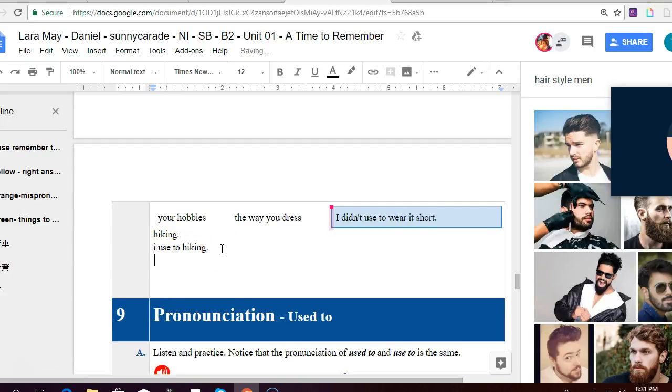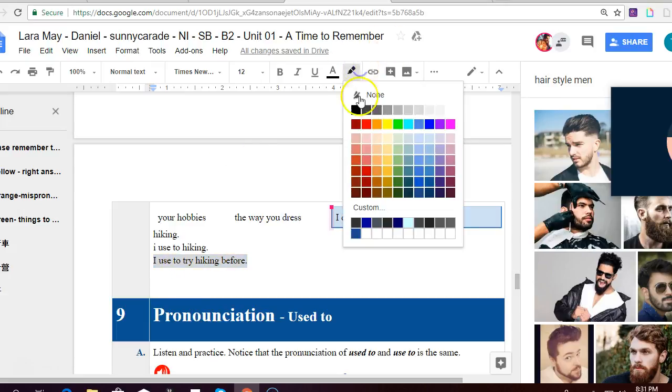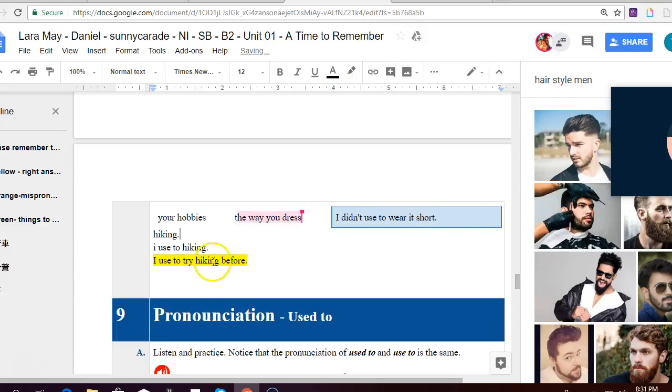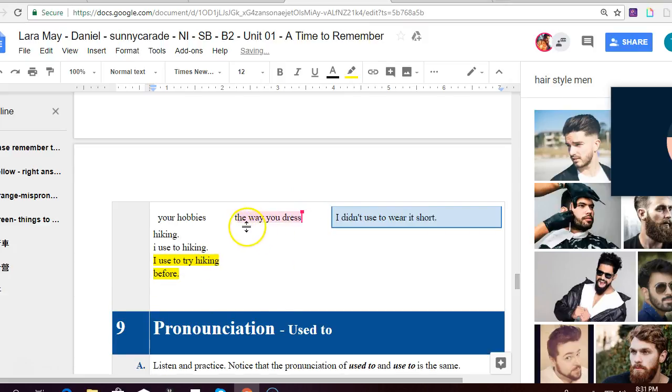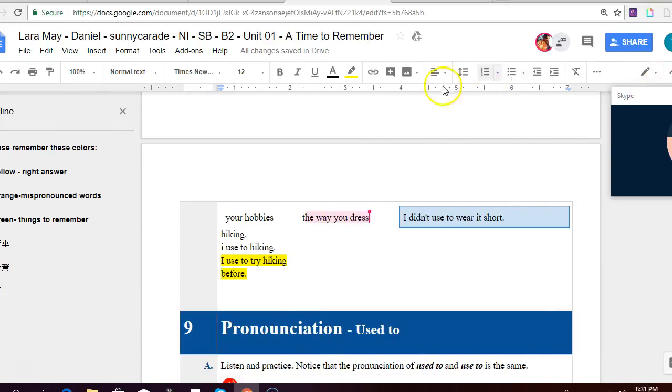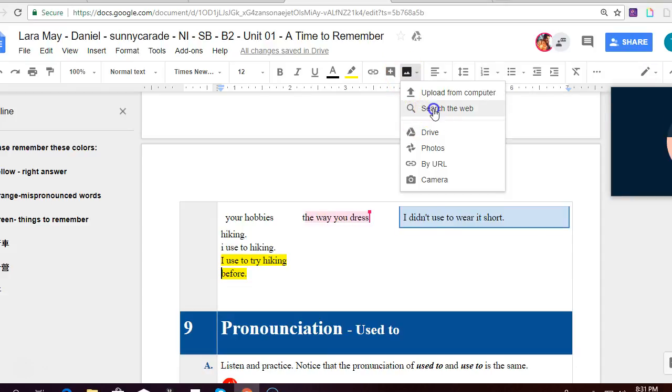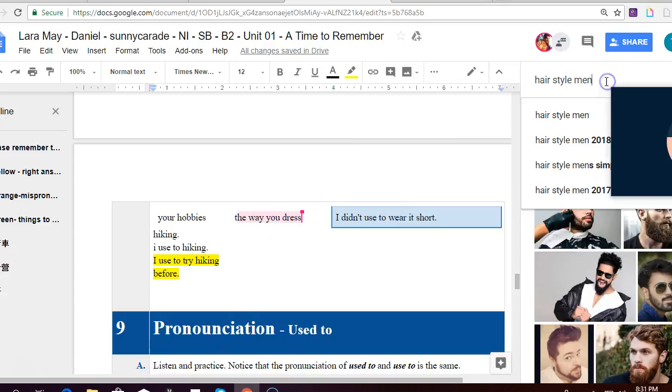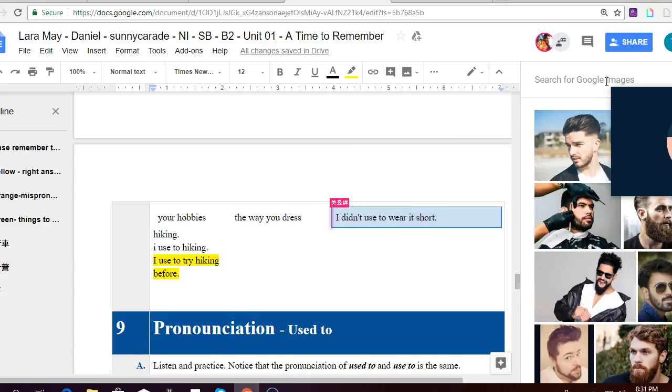Okay. So instead of saying I used to hiking, you can say I used to try hiking before. Okay? Okay, good. And last, we are going to have the way you dress. I am going to show you a picture and tell me if you ever tried this dress style or not. Okay.